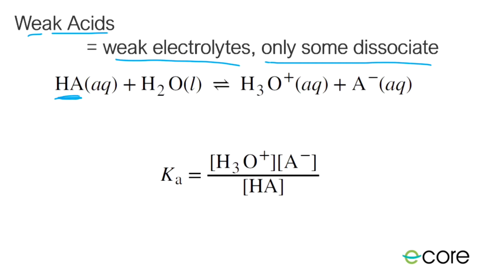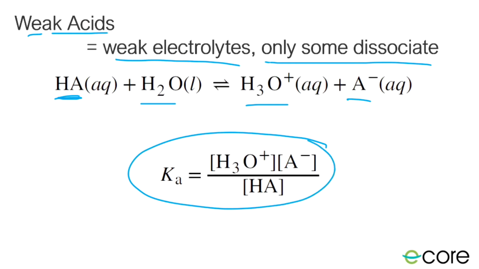Here we have the generic formula for the dissociation of an acid. We can just call any old acid HA, and when we mix it with water, we'll always get H3O+ and A-. We can write the equilibrium constant, which is products over reactants, just like it was before, and we've dropped the water. So notice there's no water down here.